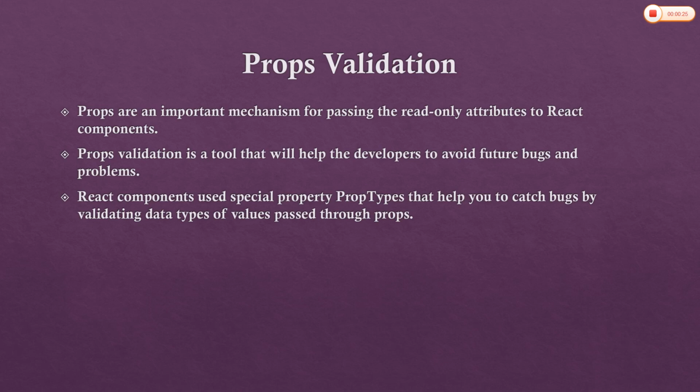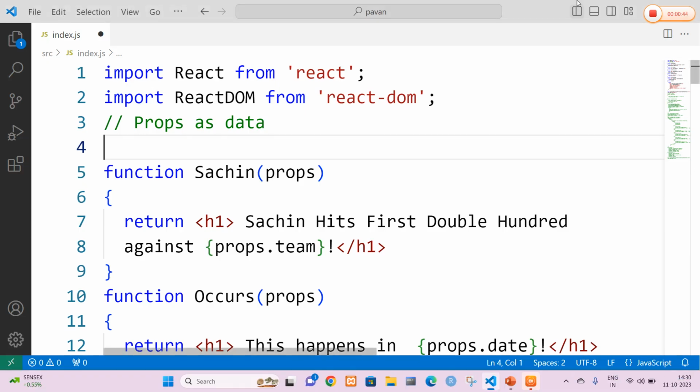Now, props validation is a tool that helps developers avoid future bugs and problems. React components use a special property called propTypes that helps you catch bugs by validating the data types of values that are passed to the props. Yes. Now I quickly open my Visual Studio Code.